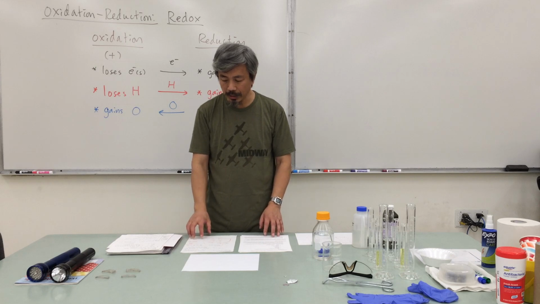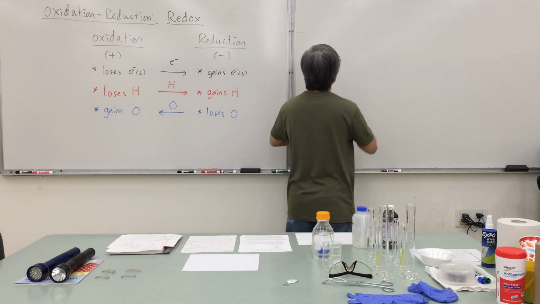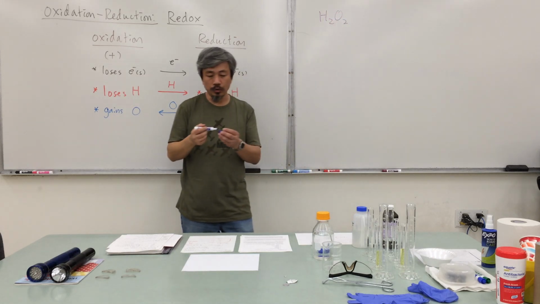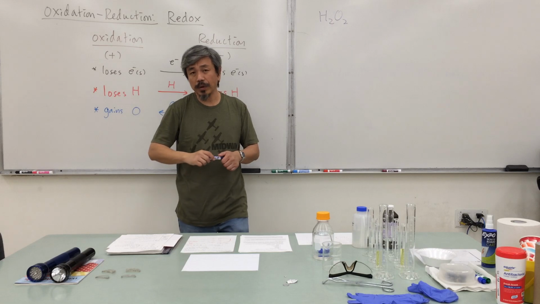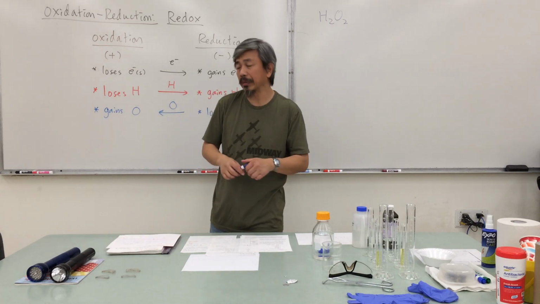One very important oxidizing agent is actually a very simple one, and it is hydrogen peroxide, H2O2. This is a very important oxidizing agent because it is used in so many different applications.